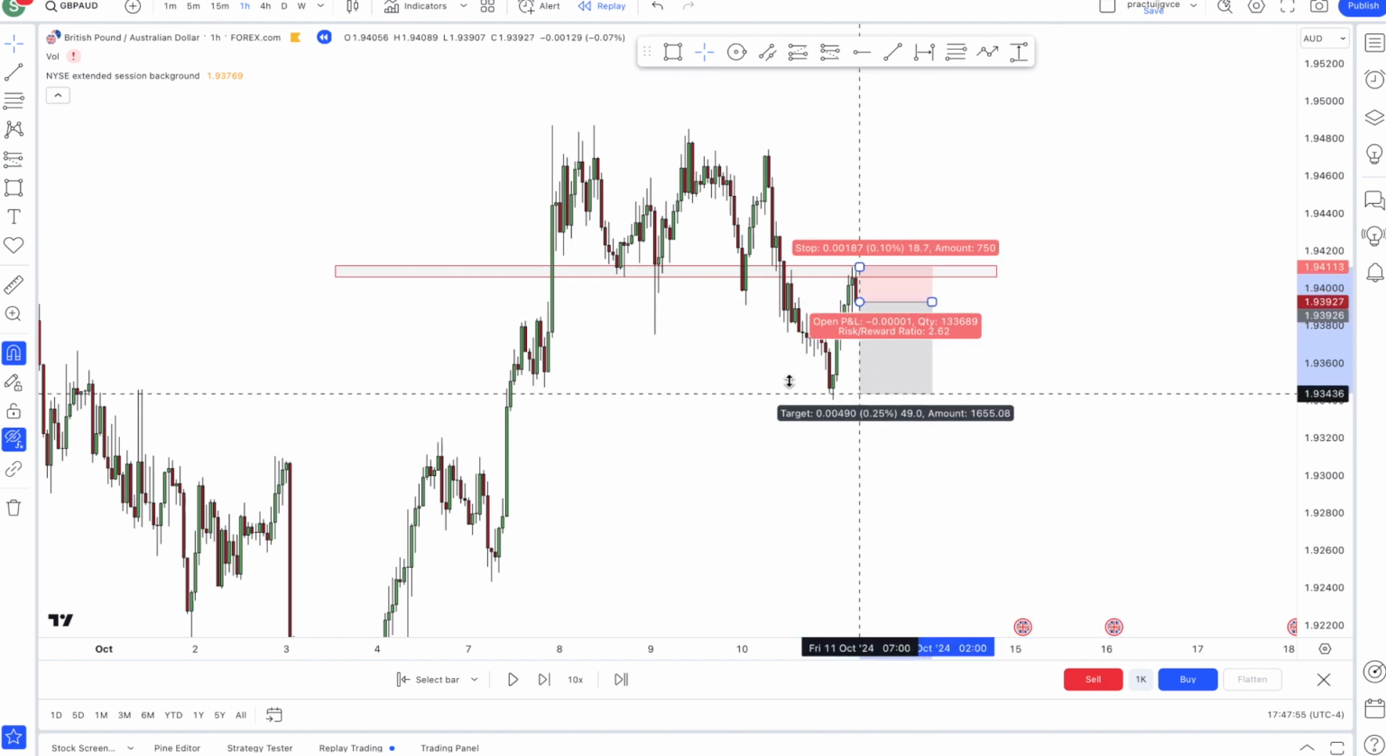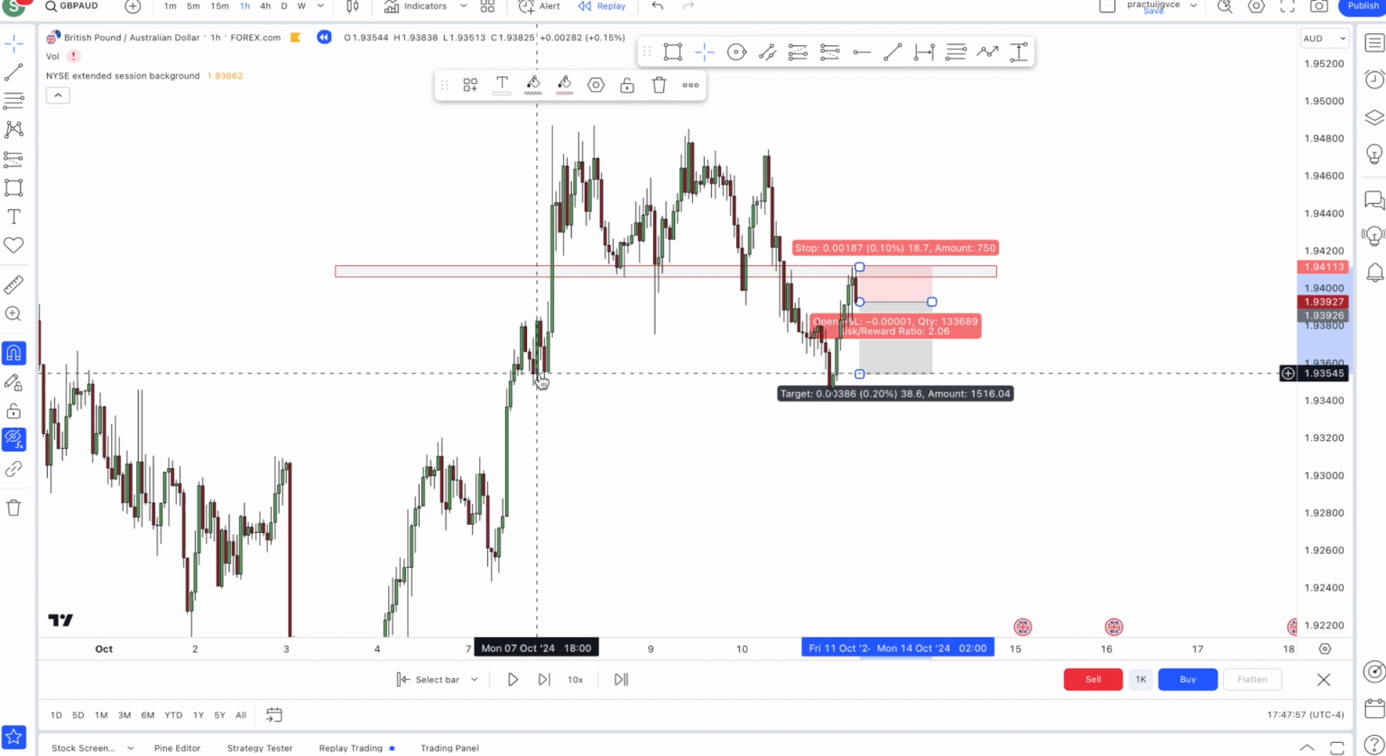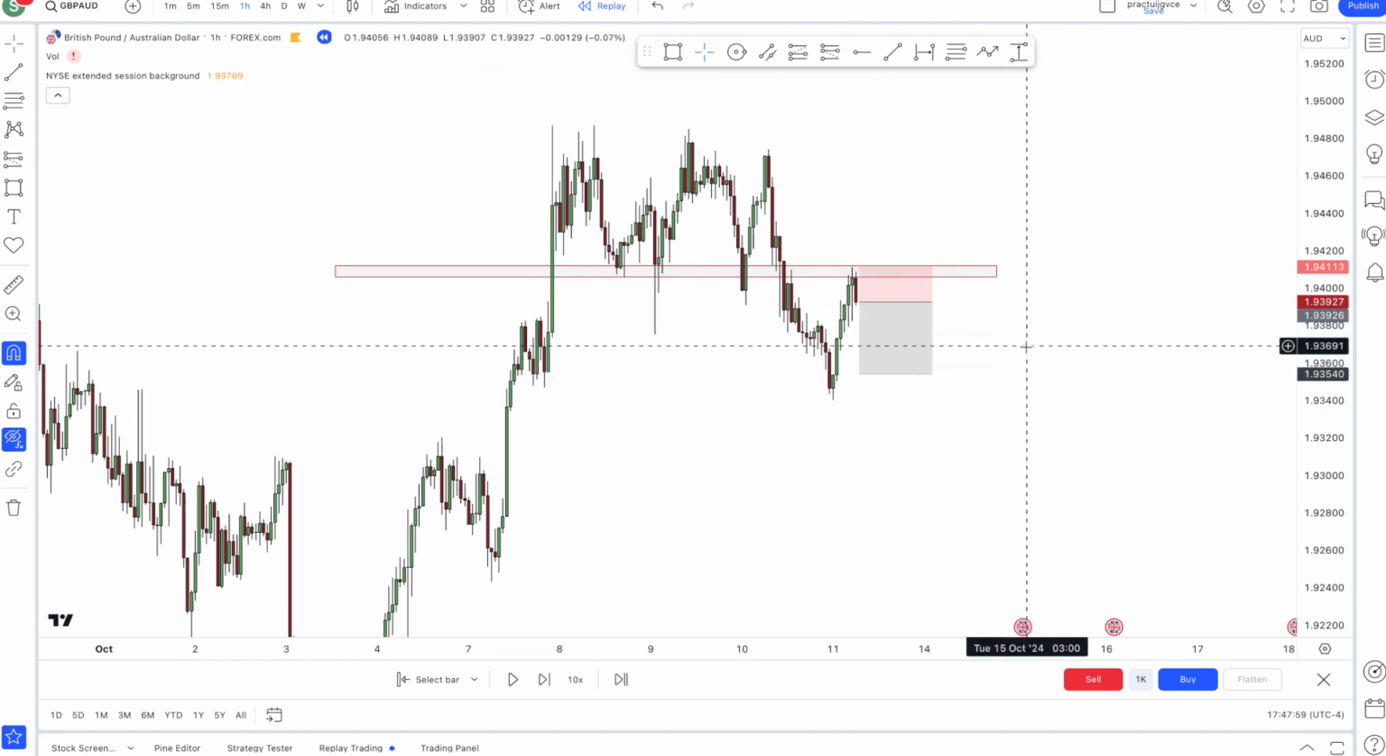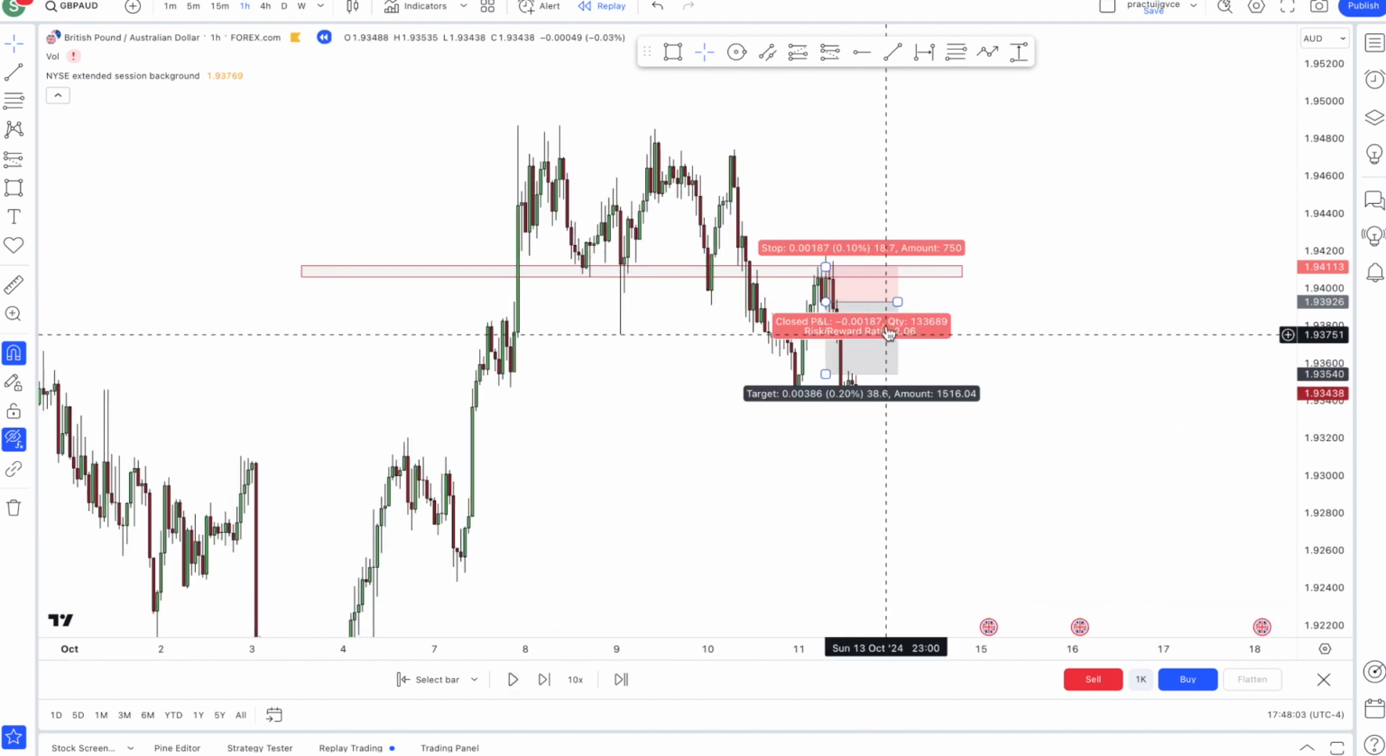You can target key lows. You can target any draw on liquidity. This support obviously could have been a nice draw, or you could take a 1-to-1. A lot of times I just take a 1-to-1.